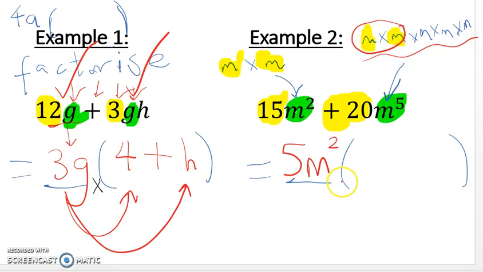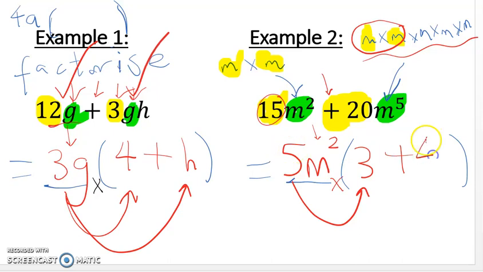Now I need to think about my multiplying. 5 times what will give me 15? 3. I've already taken out the m squared over here, so I don't need any more variables in my first term. The second term is positive, so in order to keep it positive, I put a plus. 5 times 4 is 20, and m squared, well over here I can see that if I have m squared, then I have another m times m times m to make m to the 5, so that's m cubed.